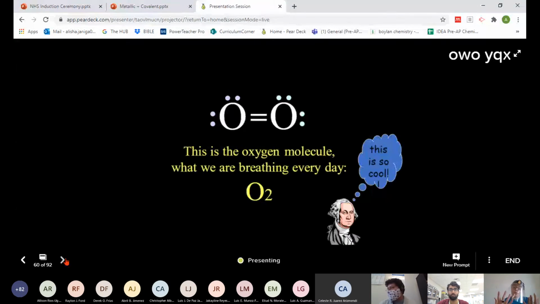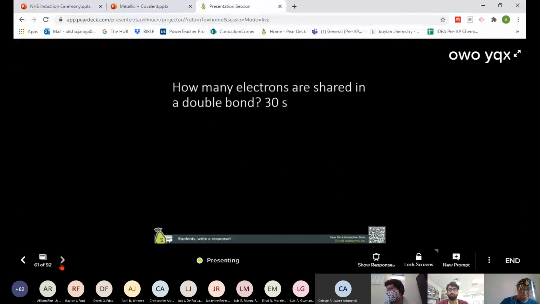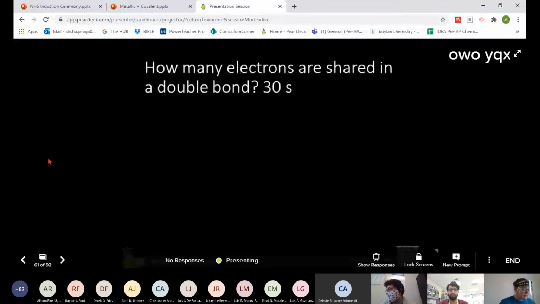And O2 is actually what we're breathing right now. We don't breathe oxygen by itself because it likes to have this double bond. We are inhaling O2 right now. All right, 30 seconds. How many electrons are shared in a double bond? Go.